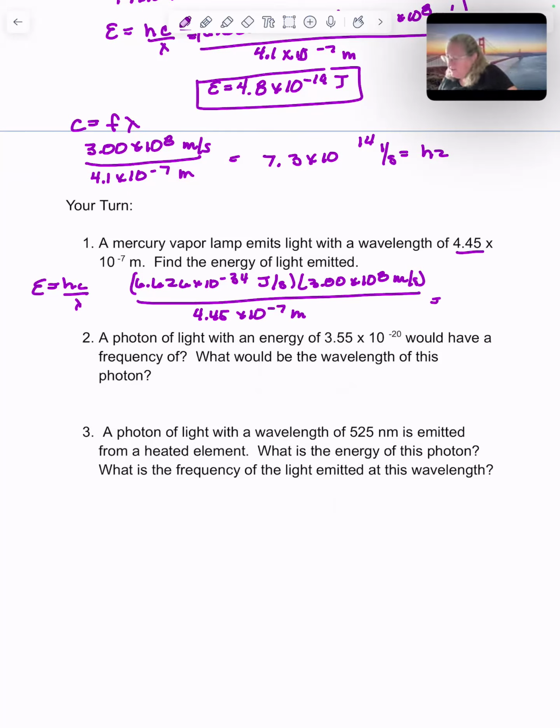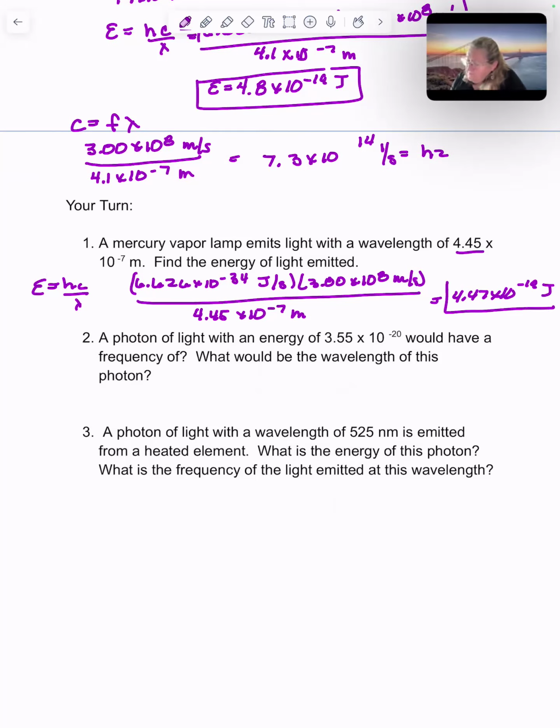Some of you may see the advantage of going ahead and doing this multiplication of H and C, Planck's constant and speed of light, and just holding that in your calculator. We're going to divide that by 4.45 e to the negative 7. Sorry, I talked myself through it. We want three significant figures, so this is going to be 4.47 times 10 to the minus 19 joules for our energy.